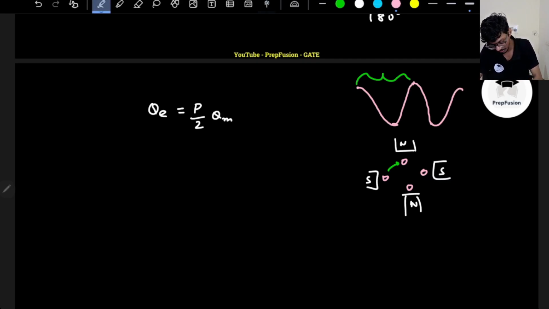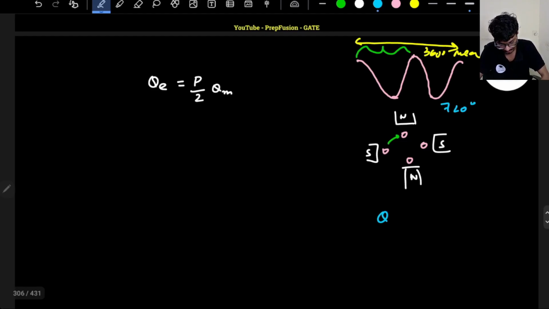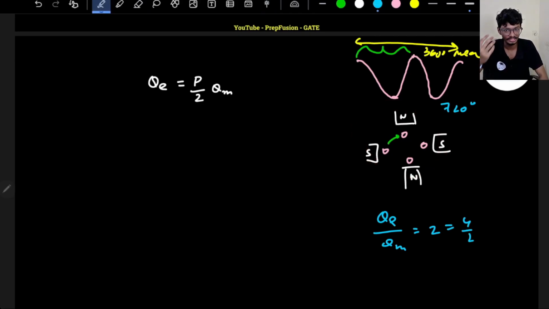This whole thing is 360 degrees mechanical. I'm just explaining how to remember it, mechanical and electrical. But in 360 degrees mechanical, electrically my flux waveform changes twice, so electrically it is actually 720 degrees. From here I can get the equation: theta electrical by theta mechanical is 2. How many poles do I have? 4. So basically it is 4 by 2. From here I can remember the expression.